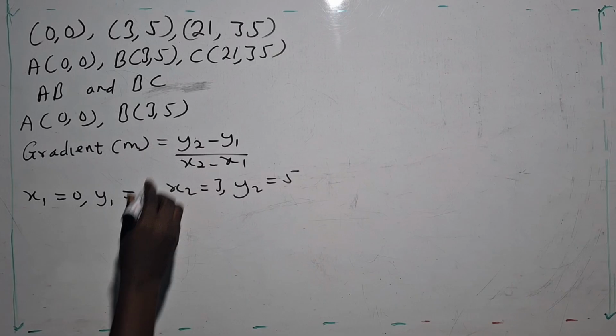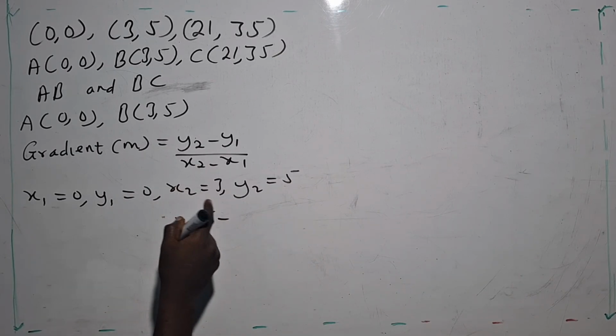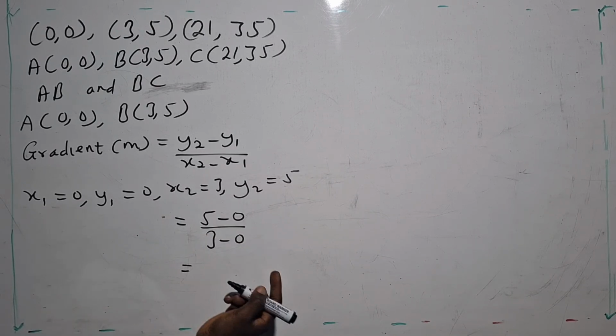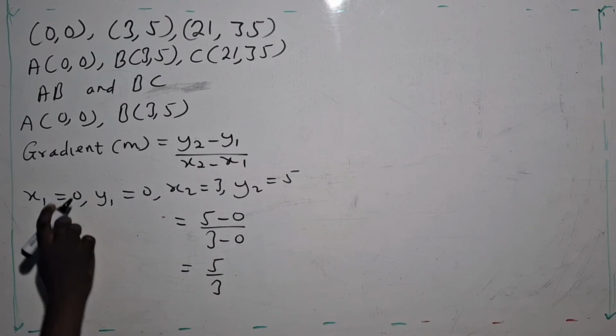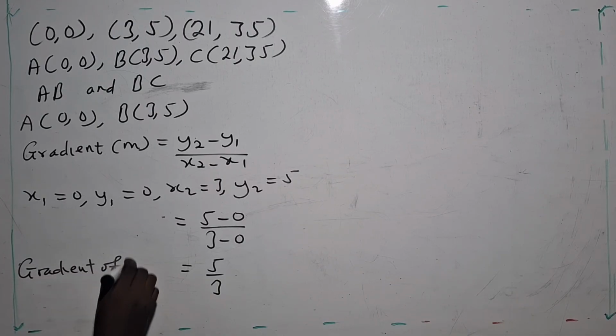So let's put it back into the formula. y2, 5, minus y1, which is 0, then x2, which is 3, minus x1, 0. So 5 minus 0 is 5, all over 3 minus 0, which is also 3. So the gradient of AB is 5/3.